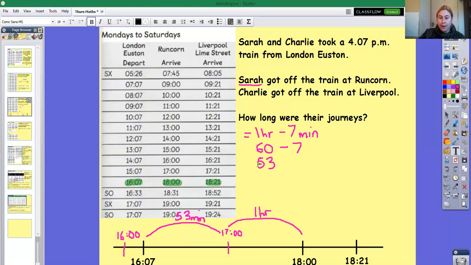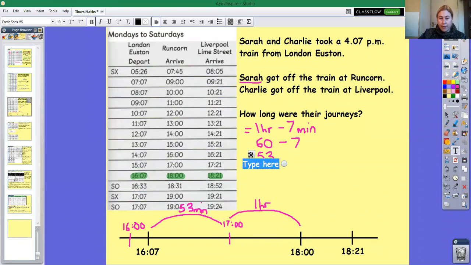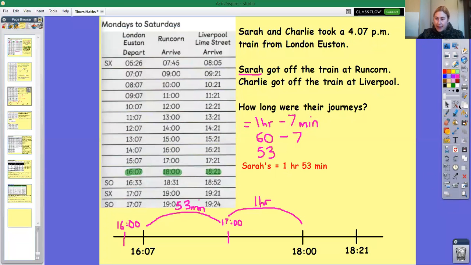So I know that Sarah's journey, if I write it here in pink, or maybe I'll write it in red, Sarah's journey is 1 hour and 53 minutes, okay? Now I need to think about Charlie's journey.